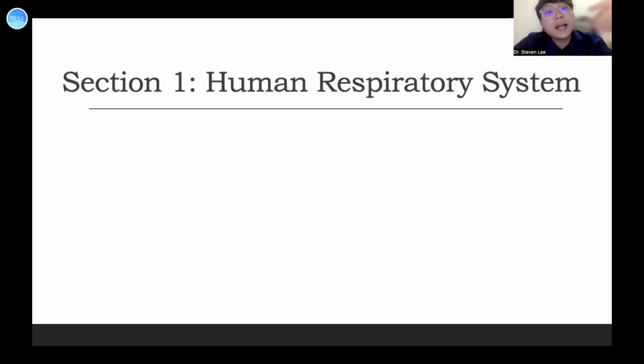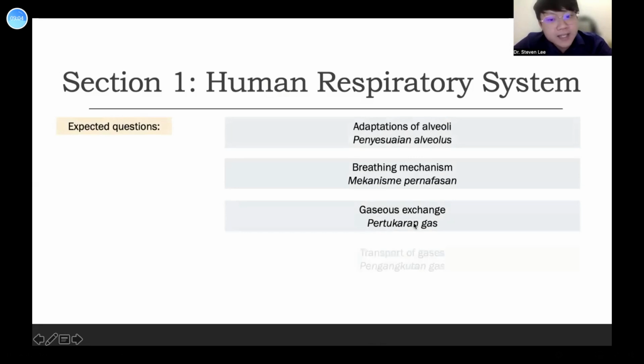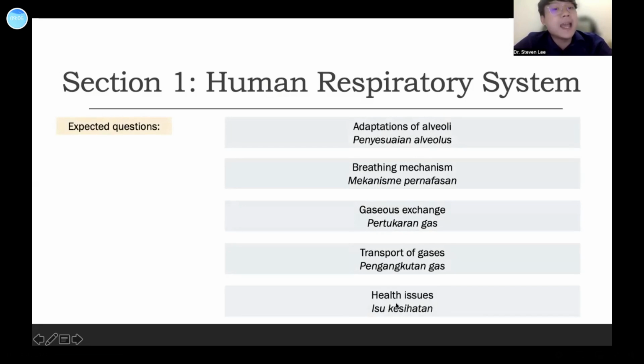So for human, what are the expected questions that you will see in your exam? You must know your expected questions. These are the questions that you must know, and they'll come out in your exam. Five types only. Number 1, adaptations of alveoli, your penis alveolus. 2 is your breathing mechanism, pernafasan, your gaseous exchange, which is putaran gas, transport of gases, pengangkutan gas, and last but not least is health issues. So these are the only 5 topics that will come out in human questions.